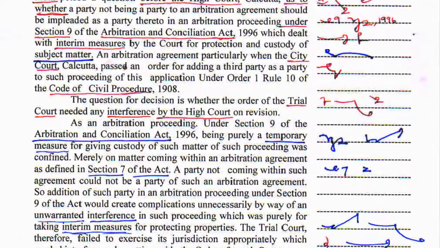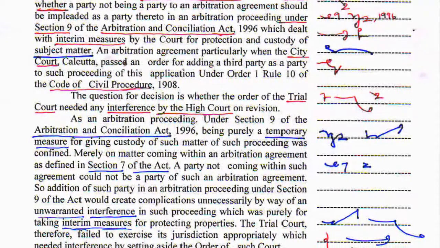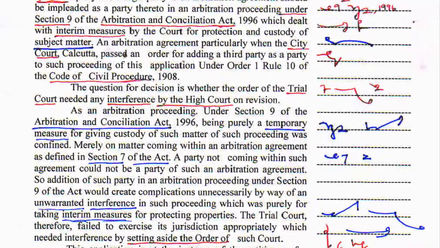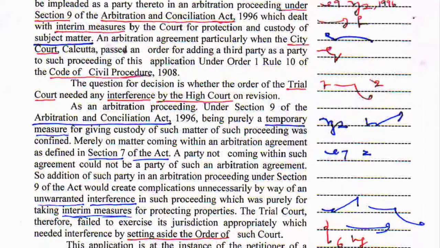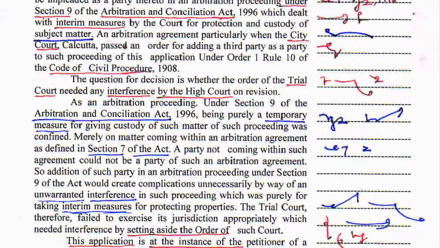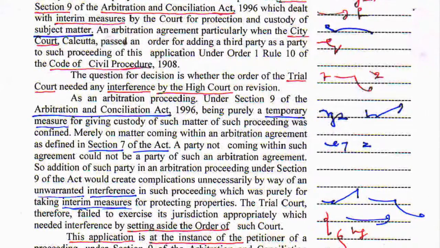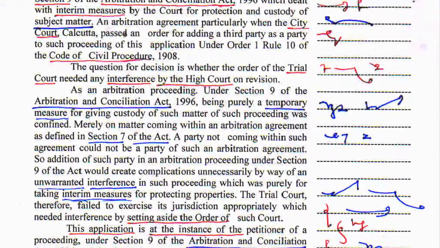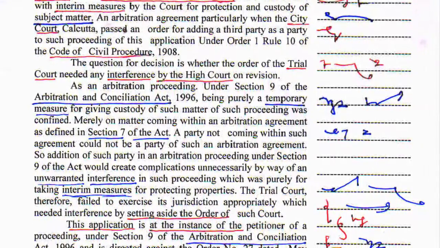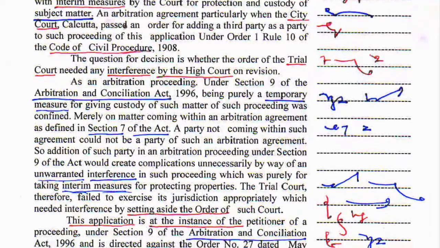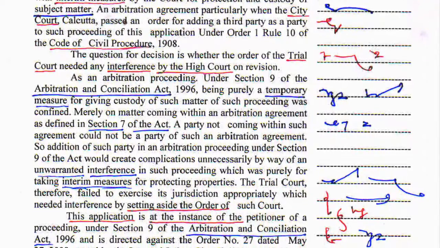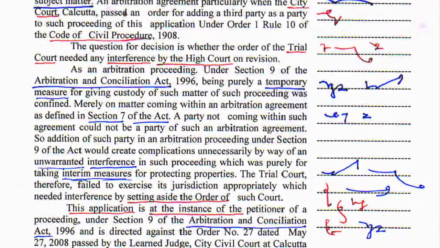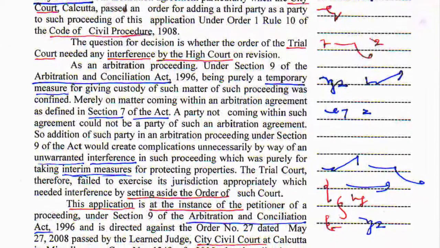An arbitration agreement, particularly when the City Civil Court, Calcutta passed an order for adding a third party as a party to such proceeding on an application under Order 1, Rule 10 of the Code of Civil Procedure, 1908. The question for a decision is whether the order of the trial court needed any interference by the High Court on revision.